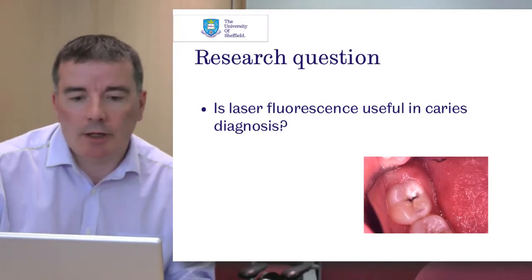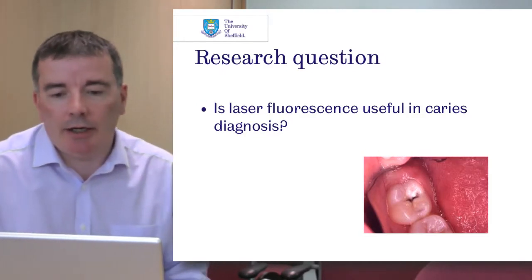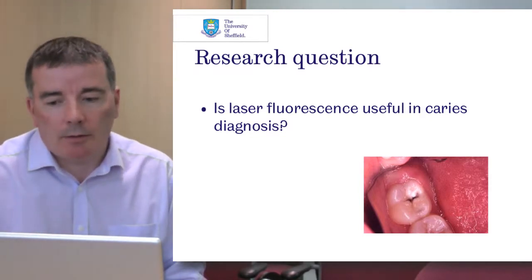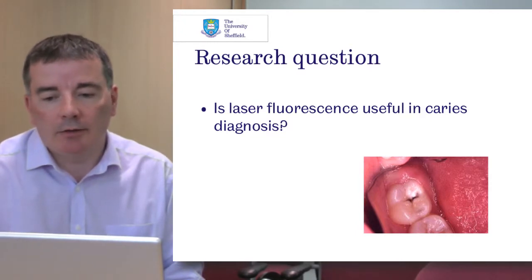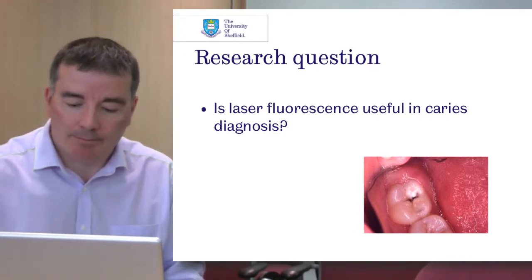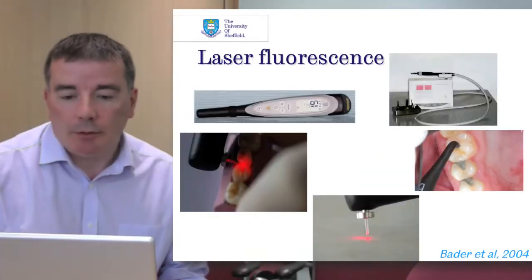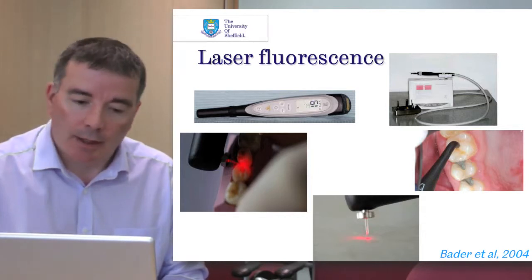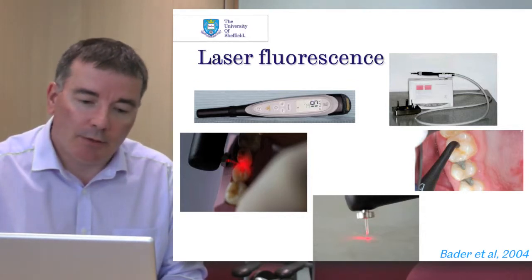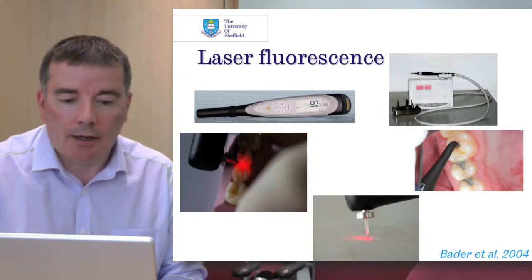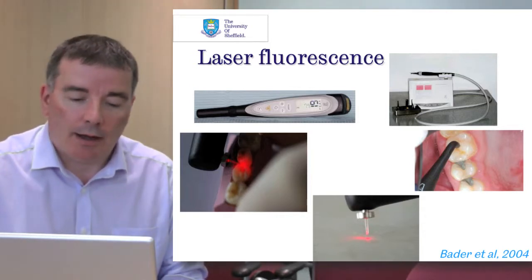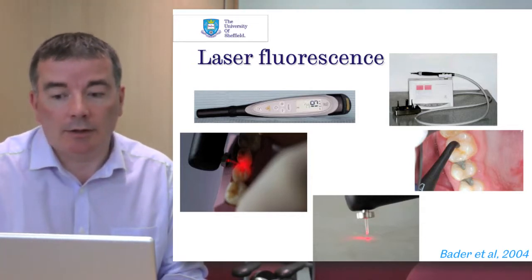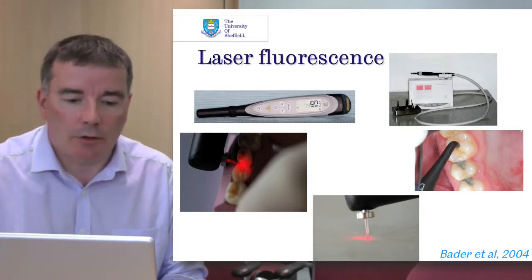I'm going to start by using an example from my research area so we can actually build on an example. So the question I'm going to ask is: is a laser fluorescence device useful in caries diagnosis? Here we see two examples of a laser fluorescence device used for caries detection. In the lower picture we see the pen device being placed between two teeth and the laser is being emitted, the tooth fluoresces, and then the machine takes a reading which can be used to calculate whether the tooth is carious or not.